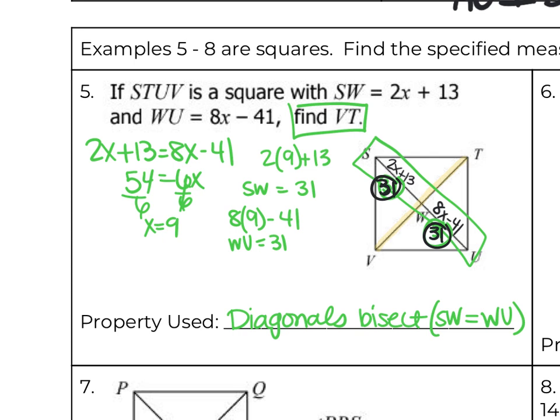All right. To get the whole thing, if I want to go all the way across, think about what I can do with those to get the whole length across. Well, I would want to add those two together. So 31 plus 31 is going to give me 62, which will be that whole length across.